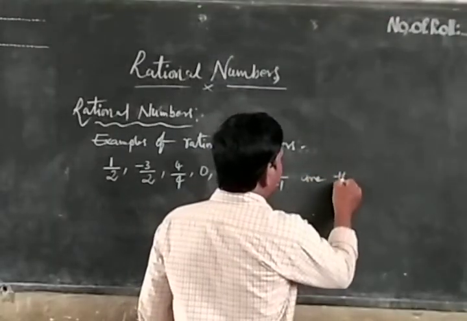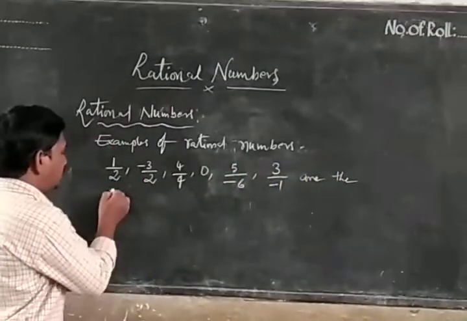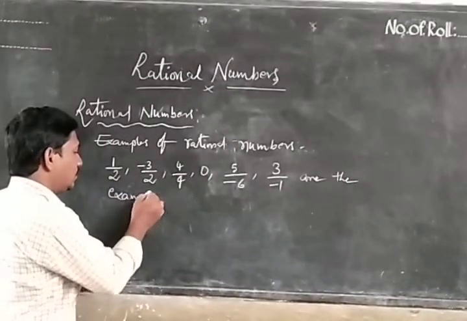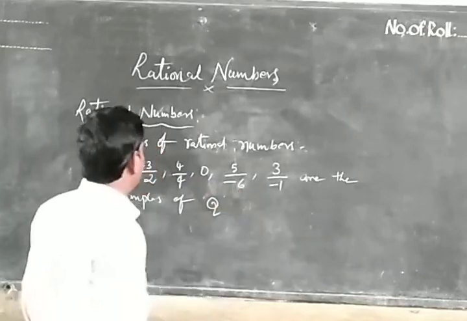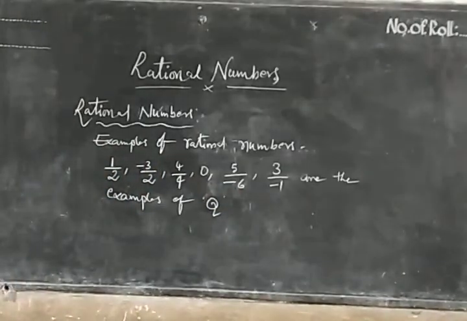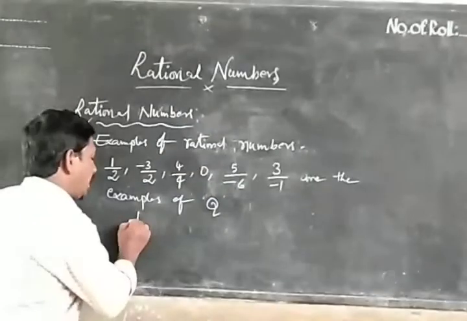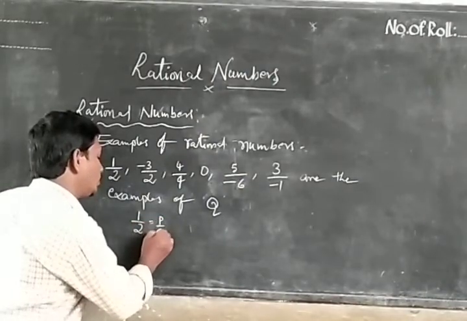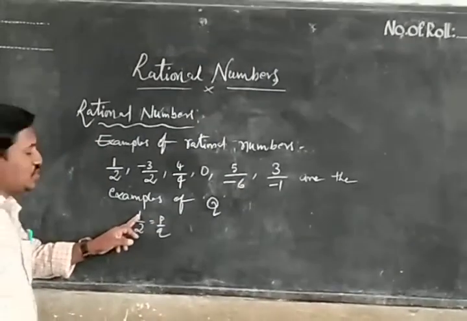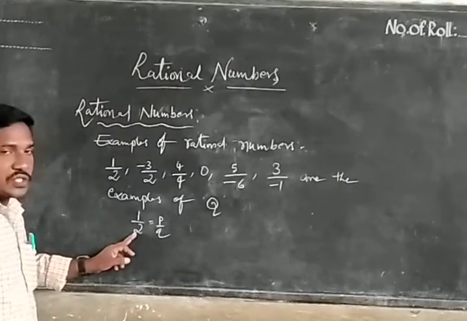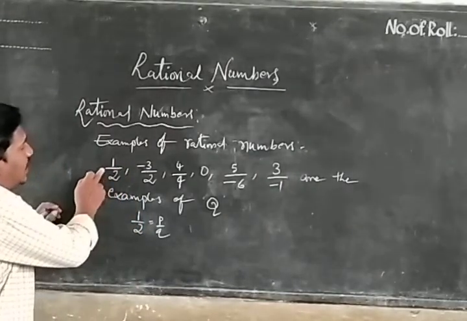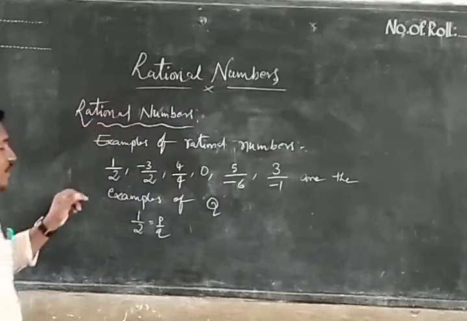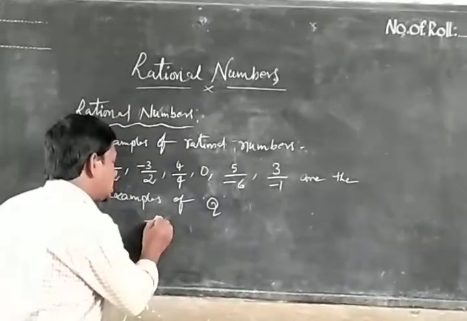All the examples are examples of Q. That means here 1 by 2. 1 by 2 is in the form of P by Q. 1 belongs to Z and 2 belongs to Z. So 1 by 2 is in the form of P by Q. That's why it is a rational number. And -3 by 2.